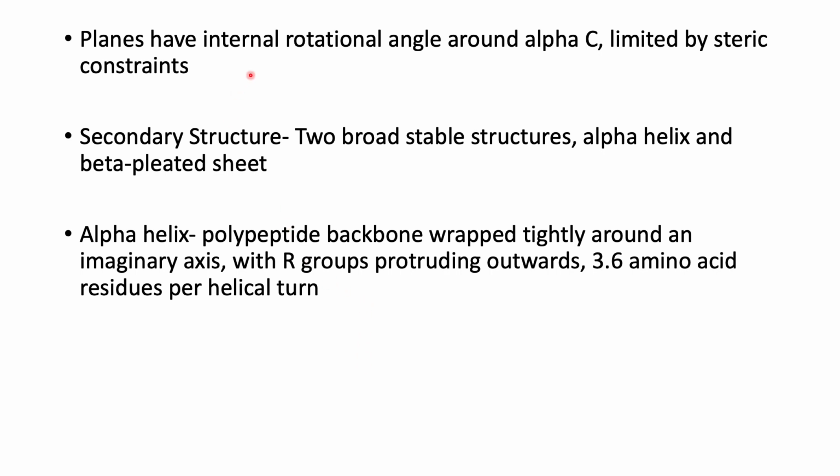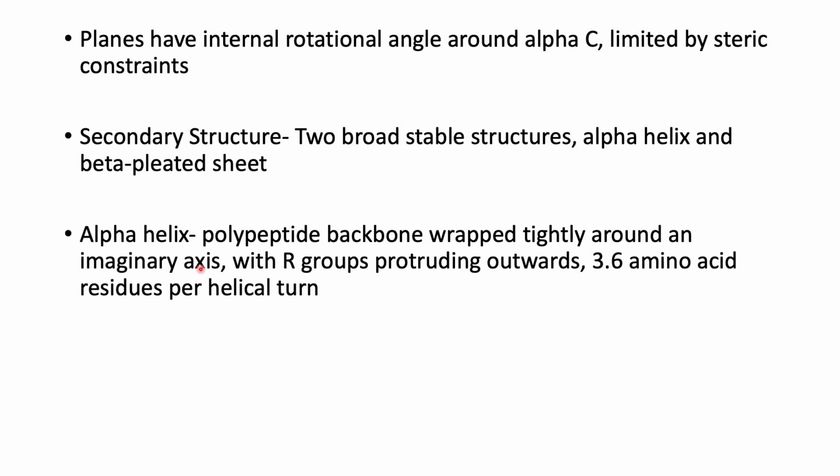So these planes have an internal rotational angle around the alpha carbon, and it's limited by steric constraints imposed by the R group. So you have an R group of glycine, which is simply a proton, or you can go further out to something like tryptophan. The secondary structure, the 2 broad stable structures, alpha helix and beta pleated sheet.